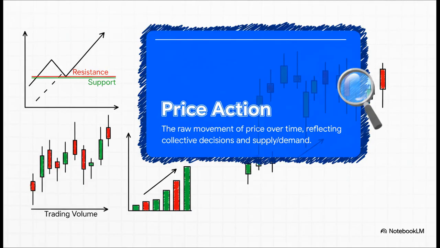So what even is price action? Well, honestly, it's exactly what it sounds like. It's just the raw movement of a price over time. That's it. We're not talking about complicated indicators or some secret formula. It's the purest way to look at the market. Because what you're seeing is the end result of every single buy and sell decision made by every single person. It is a direct, unfiltered look at supply and demand.